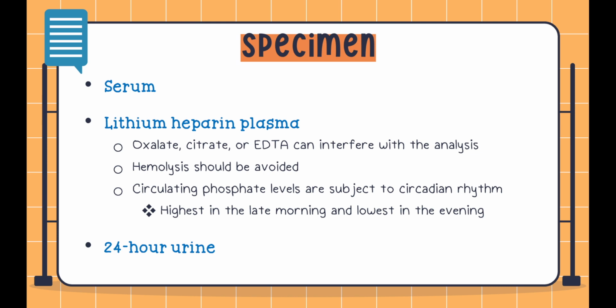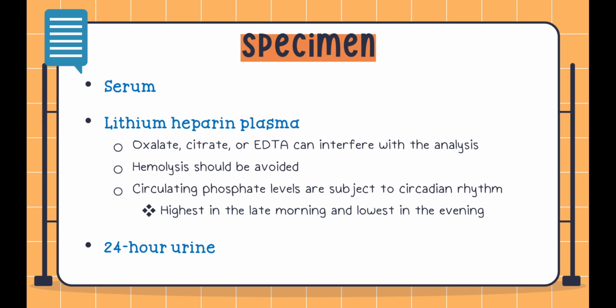Now, for the specimen, serum is preferred for the phosphate determination, or if it's not possible for us to get a serum sample, then you can make use of plasma with the anticoagulant to be used na si lithium heparin pa rin. Oxalate, citrate, or EDTA can interfere with the analysis. And of course, as usual, hemolysis should be avoided.